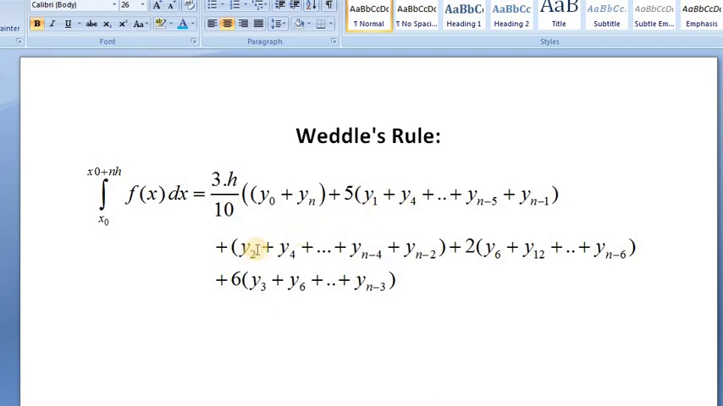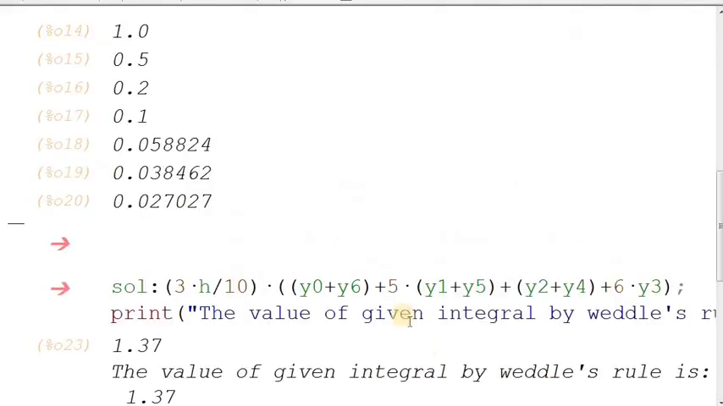In the summation of even values, y2, y4 will be there, and y6 is already here, so we should not take it again; this complete bracket is omitted. Then 6 times y3 we have to write, but y6 is already written, so we should not take it. Only 6 y3 is taken. y6 should not be repeated, as it becomes a repetition and otherwise the formula will be wrong.